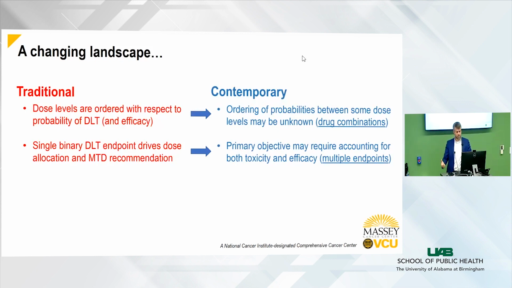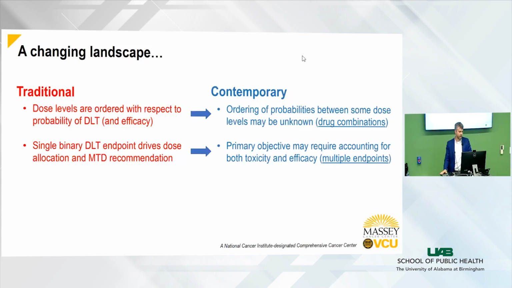In a more contemporary setting, we might have orderings of probabilities of DLTs that may be unknown among some of the dose levels, and that can happen when we have drug combinations in which we're escalating more than one agent. So I'm not talking about fixing the dose level of one agent and then just escalating one agent, but if I'm escalating more than one agent, I'm operating in two dimensions, as we'll see, and we'll have some uncertainty that we don't have in the simple case.